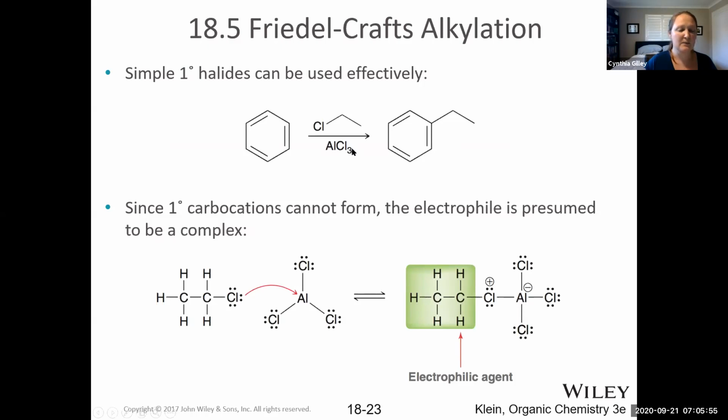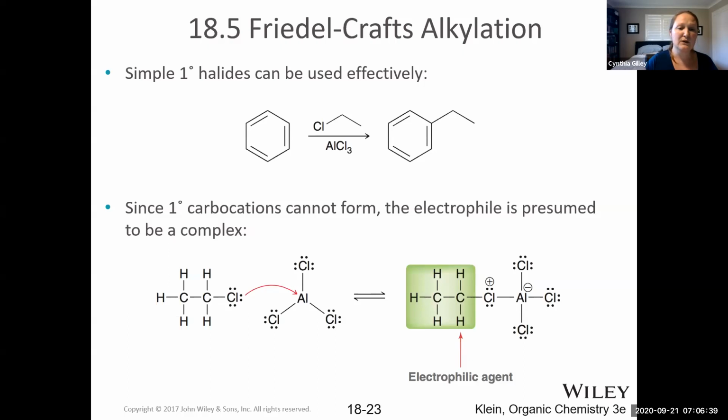So with simple primary alkyl halides, this slide is a little misleading. I should have changed it. It says simple primary alkyl halides can be used effectively. That's true, but only this simple primary alkyl halide, which is ethyl chloride, or ethyl bromide would also work, okay? Not anything longer. So for example, if this alkyl chain was a propyl or a butyl, this reaction would not work the way it's working here. So we're able to introduce an ethyl group, but we're not able to introduce a propyl group or a butyl group. And again, we're going to talk about why that is in just a minute.